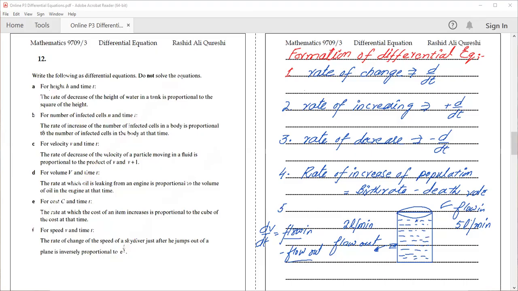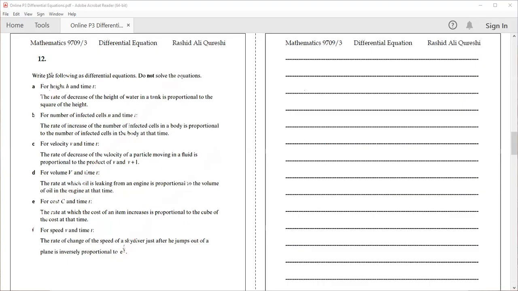I will erase this one, erasing all my drawing. The first one is write the following differential equation. So first I have to explain what the statement of the question is over here. Write the following as differential equations. Do not solve the differential equation. Just you have to make the differential equations.